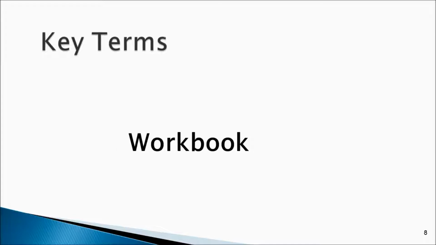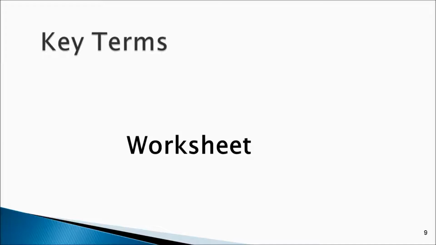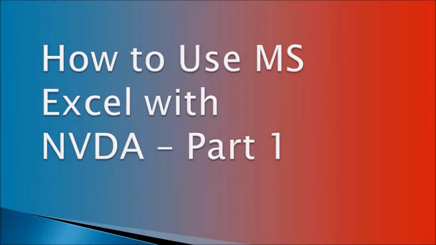Next is the word workbook. Workbook is an Excel file that contains one or more worksheets. Finally, the word worksheet. It means a single MS Excel worksheet or spreadsheet, I mean. For the course of this tutorial, I'll be using Microsoft Excel 2010 version and NVDA 2020.2 version.